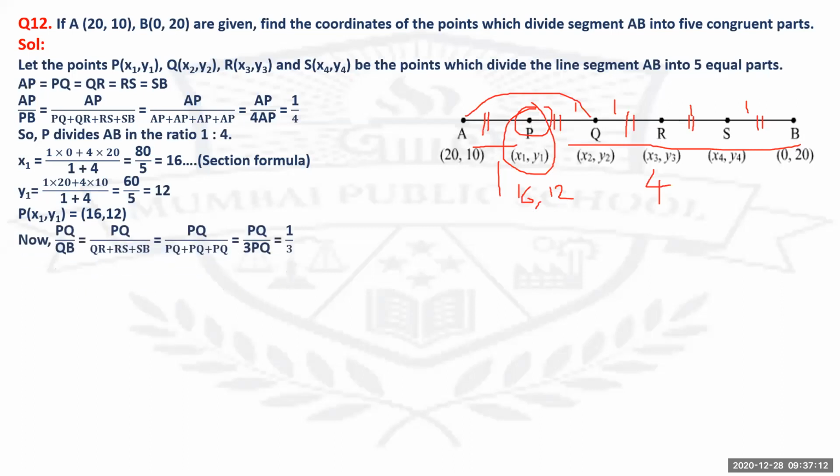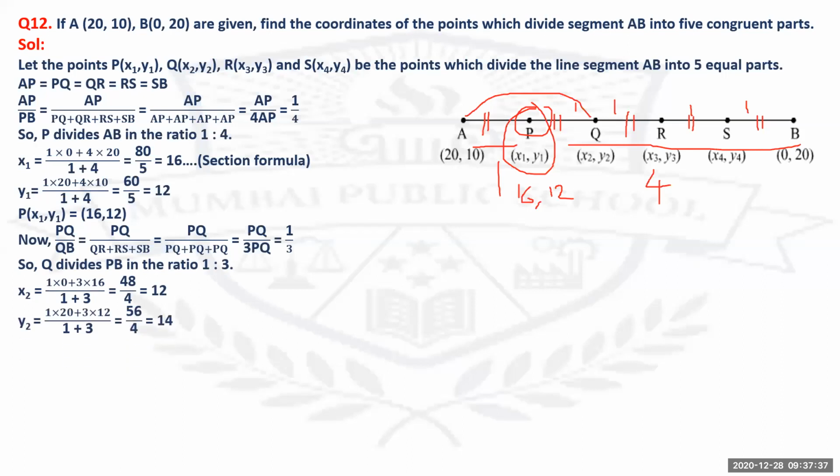So now check here. I have applied the section formula for PQ and QB. PQ is 1 part, QB now is 3 parts. So the ratio is 1 upon 3. So Q divides PB in the ratio 1 is to 3. By applying the section formula, 1 into 0 plus 3 into 16 upon 1 plus 3, that is 48 upon 4, that is equal to 12. And y2 is 1 into 20 plus 3 into 12 divided by 1 plus 3, that is 56 upon 4, that is equal to 14. So Q is x2, y2, that is 12 comma 14.